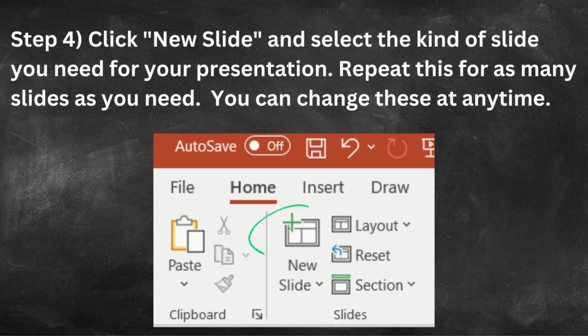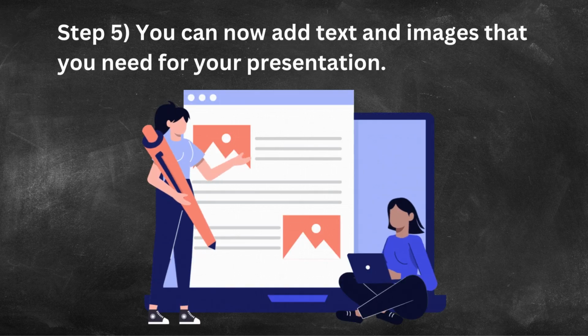Step 4. Click New Slide in the top left-hand corner of your screen and select the slide that you need for your presentation. Repeat this for as many slides as you need. You can change these at any time. When you click New Slide, it will open up a little bit of a menu for you so you can choose the kind of layout that you need for the slide that you're adding. Step 5. You can now add text and images that you need for your presentation.